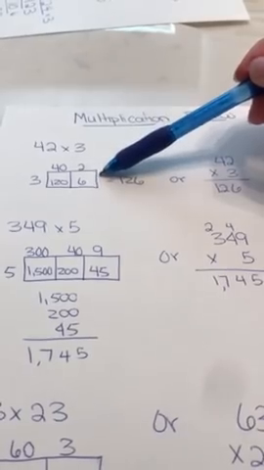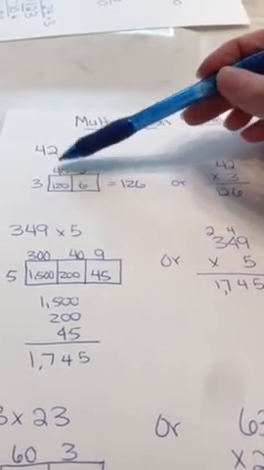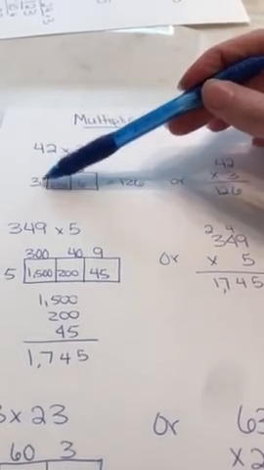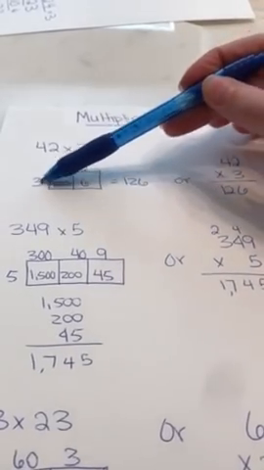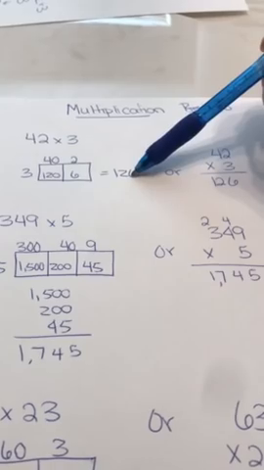So if you're that kid that likes to use the partial product grid, breaking it down into arrays, this 42 breaks down to a 40 and a 2, and you're timesing it by that 3. 40 times 3 is 120, 2 times 3 is 6, and you add it to get 126.